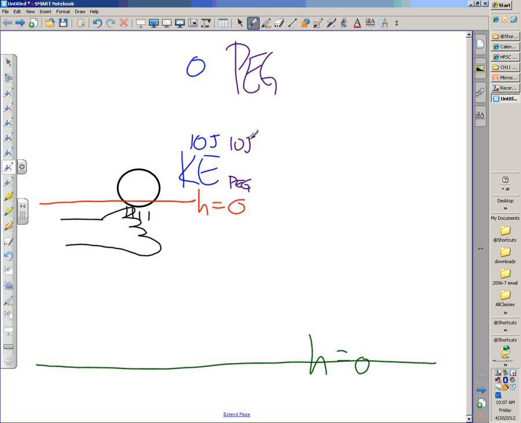As I go from here, where I threw it, to here, where it stops, the kinetic energy still goes down from 10 to 0. But what is going to happen to the gravitational potential energy here? It's going to go from 10 to what? To 20, okay?